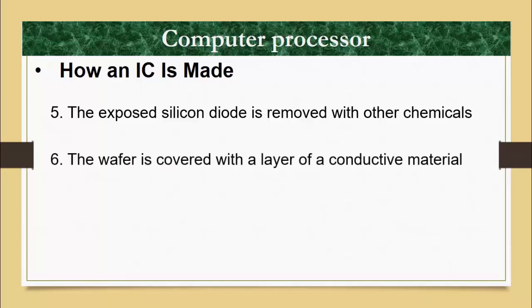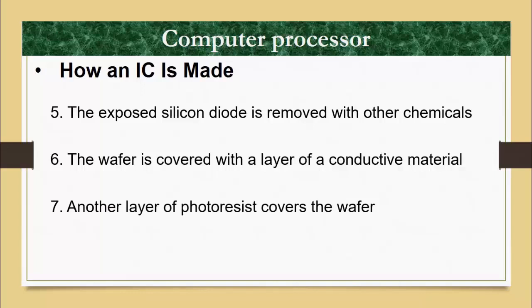The next one, students: the wafer is covered with a layer of conductive material called polysilicon, which is used to connect the layers of the circuit being developed. The next one, students: another layer of photoresist covers the wafer and is patterned in UV light through another mask. When the photoresist is removed, it exposes areas of the silicon dioxide and the polysilicon.